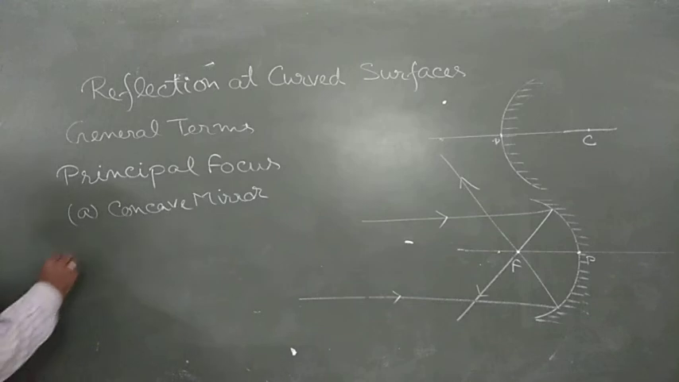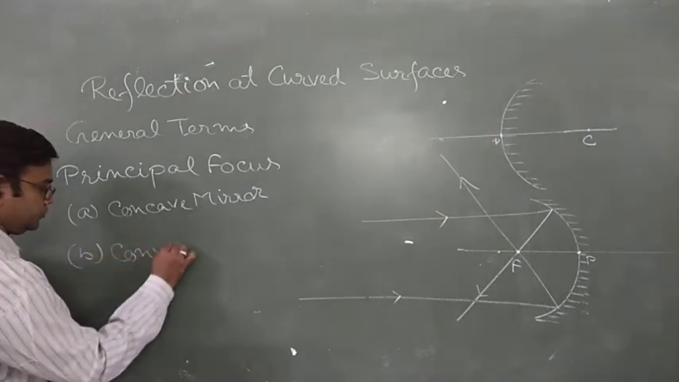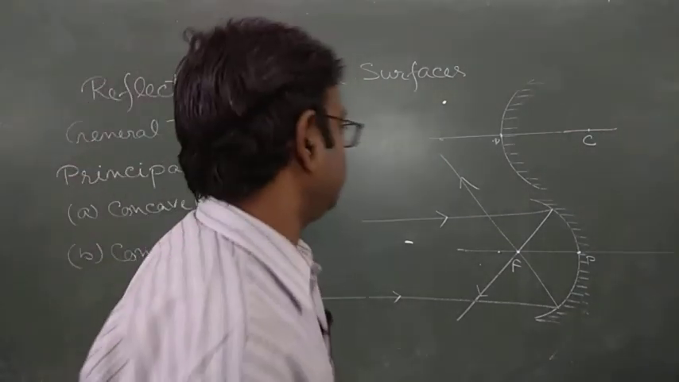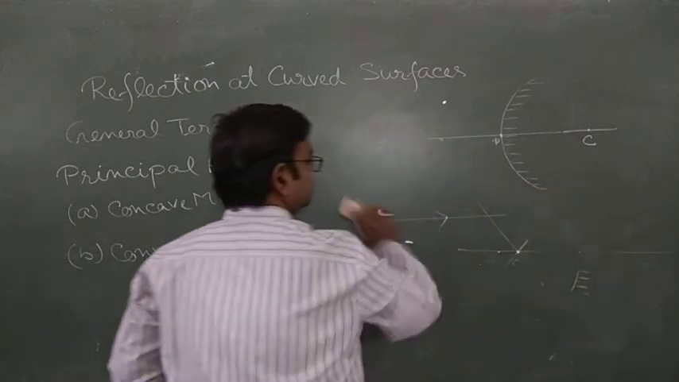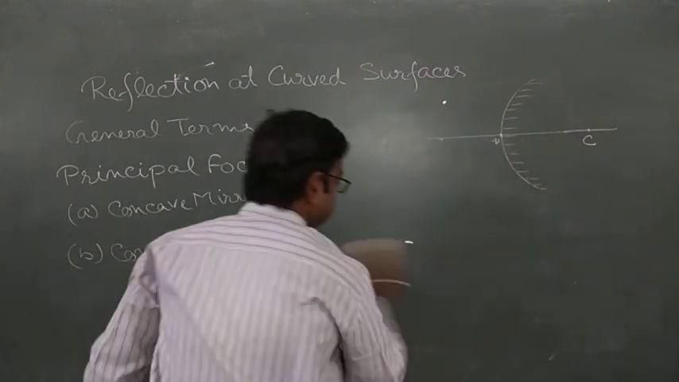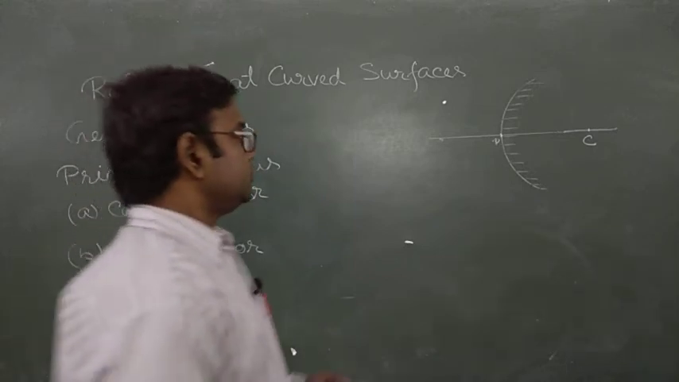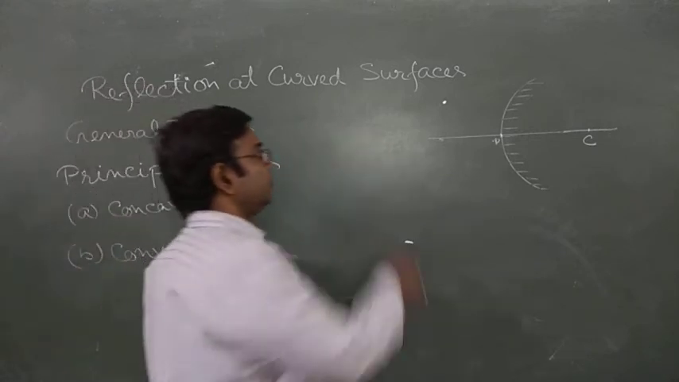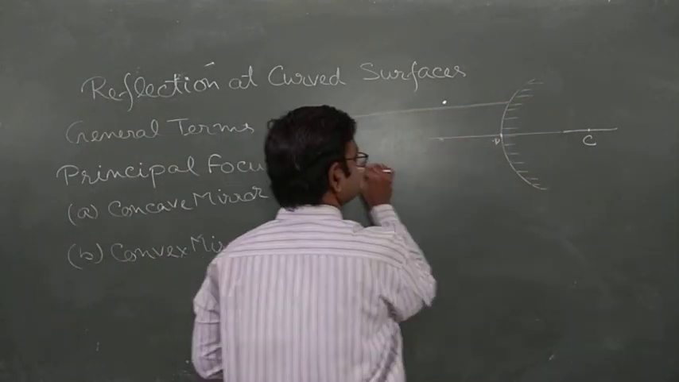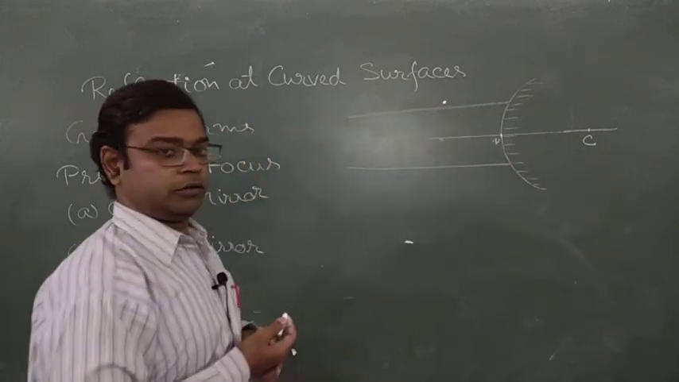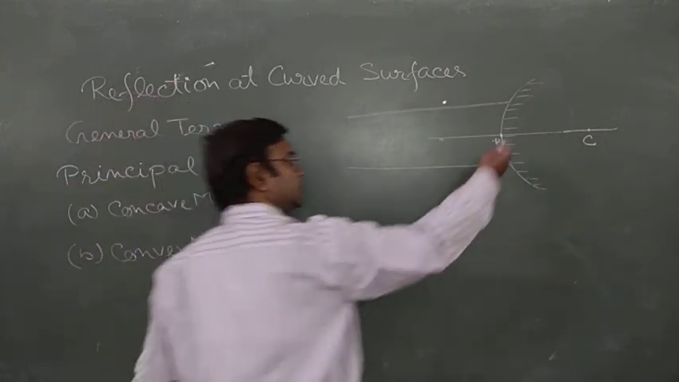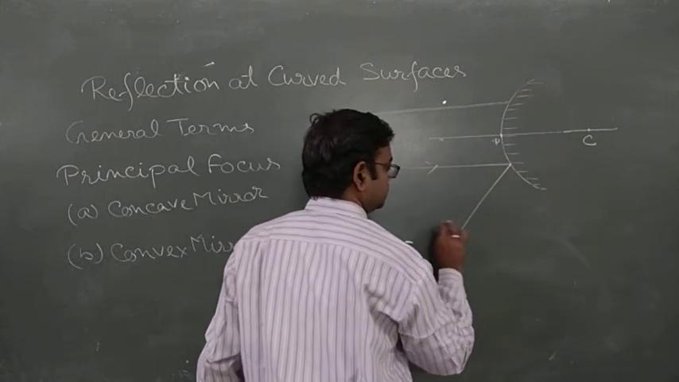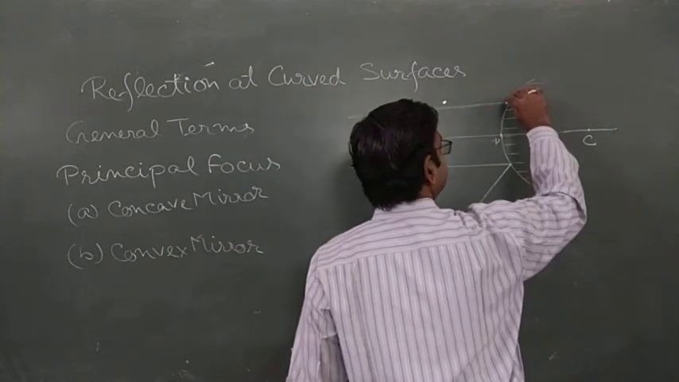What about the convex mirror? See very carefully. What about the convex mirror? So let me rub the board of the concave part first. Suppose again the same parallel beam of light coming from infinity, parallel to the principal axis, falls on or is incident on the curved mirror, the spherical mirror or convex mirror. After reflection, due to the curvature, it moves outward. The same thing happens here.